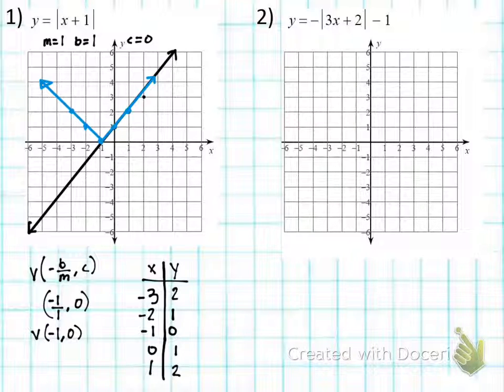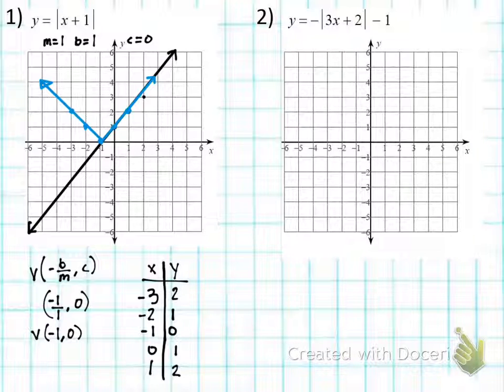That's the concept, but I want to show you again how we graph it. First thing I did is make sure everything was in absolute value form: y is equal to m times the absolute value of mx plus b, plus c. It was m is 1, b is 1, c there's nothing, so we say it's 0. We figure out our vertex, which is negative b over m, c. So it's negative 1 over 1, or negative 1, 0.